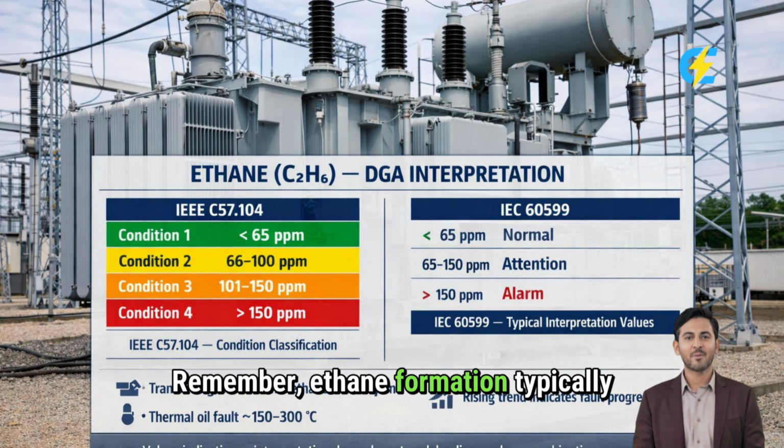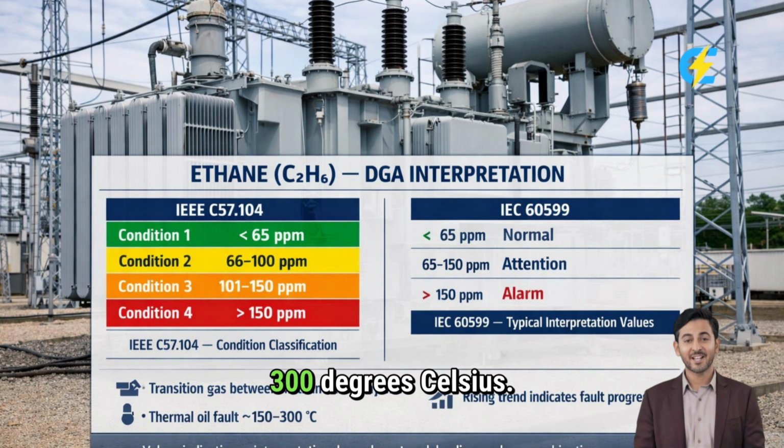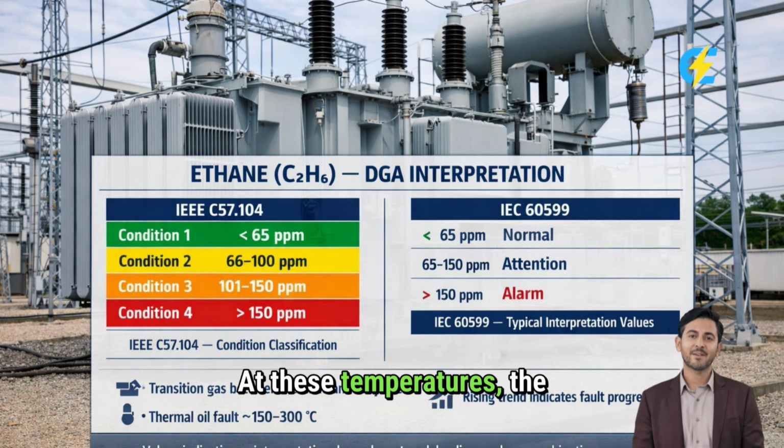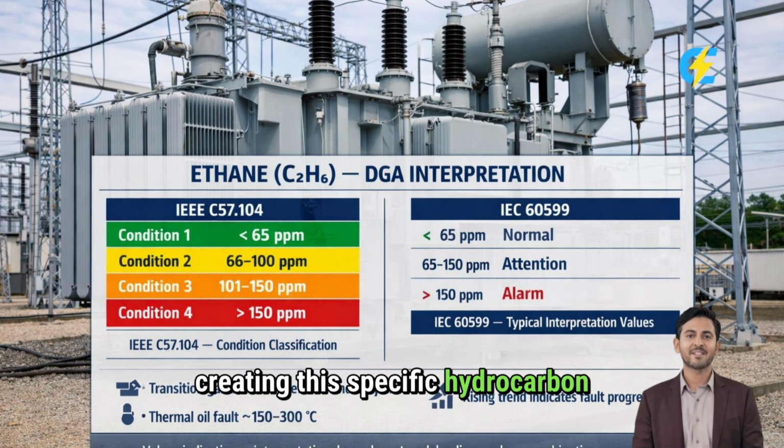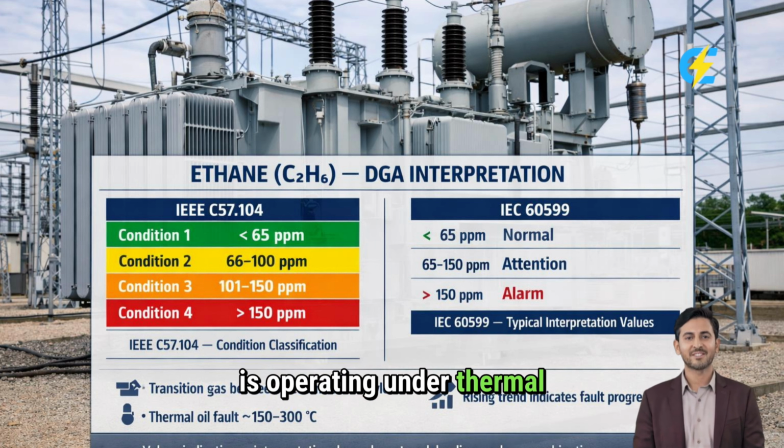Remember, ethane formation typically occurs when oil temperatures are between 150 and 300 degrees Celsius. At these temperatures, the oil is breaking down at a molecular level, creating this specific hydrocarbon signature. The presence of ethane confirms that your transformer is operating under thermal stress that goes beyond normal operating conditions.